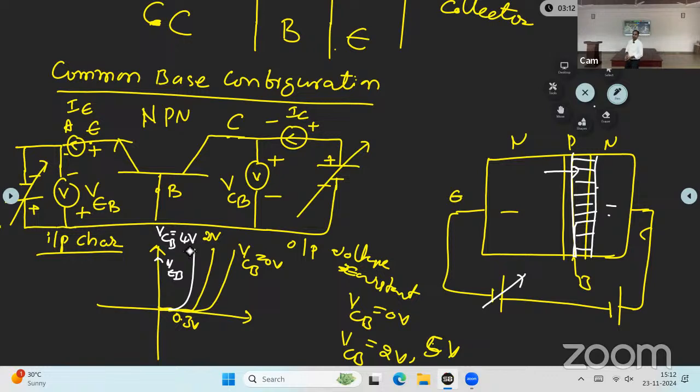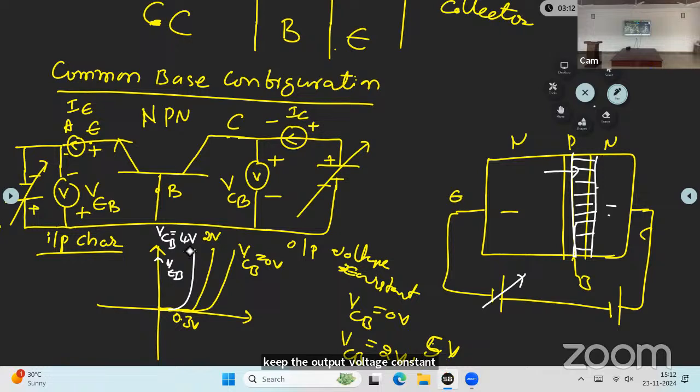Okay next. So how are we drawing the input characteristics? What is the procedure to draw the input characteristics? The first step: apply the biasing for the input circuit and output circuit, apply the bias between the emitter and base and the collector and base, under CB configuration. Now to draw the input characteristics, keep the output voltage constant.